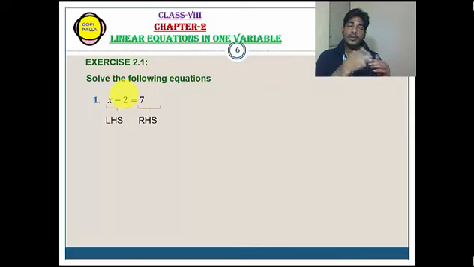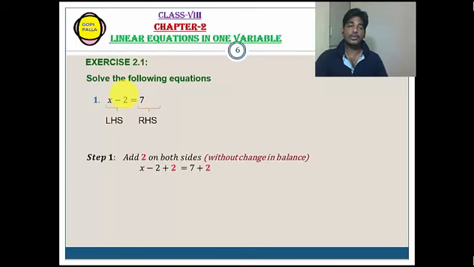But if you are adding 2 on the left hand side, on the right hand side also you have to add 2, then only the equality of the equation will be maintained. So the first step is to add 2 on both sides to keep the balance. So x minus 2 plus 2 is equal to 7 plus 2. Obviously minus 2 and plus 2 get cancelled. So in step 2 we get x is equal to 9.